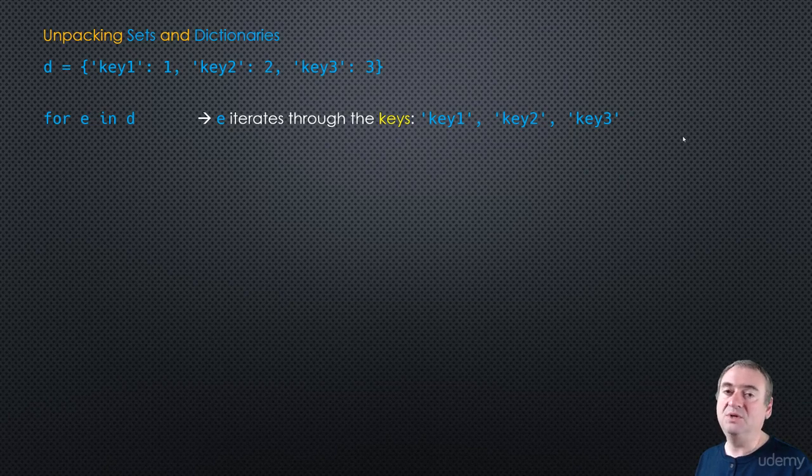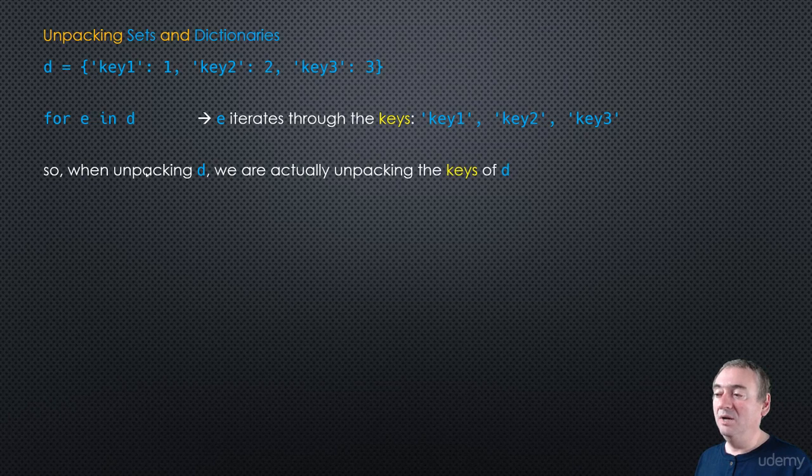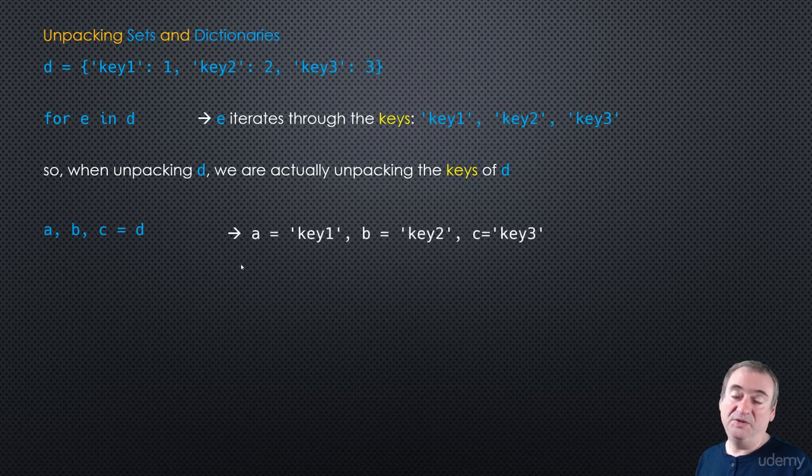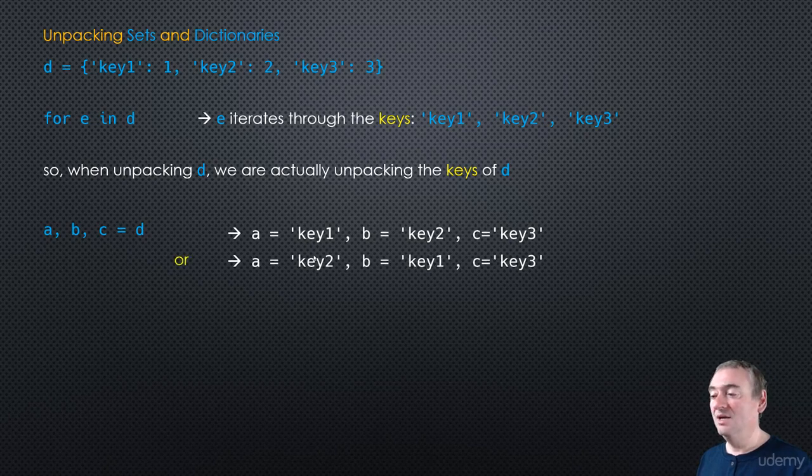So we're not looping through the key value pairs when we iterate a dictionary. It actually just iterates through the keys. So when we're unpacking D, we're actually unpacking the keys of D, not the key value pairs. We can, and we'll look at that later. So if we say a, b, c equals D, then what we actually end up with is a is key 1, b is key 2, and c is key 3.